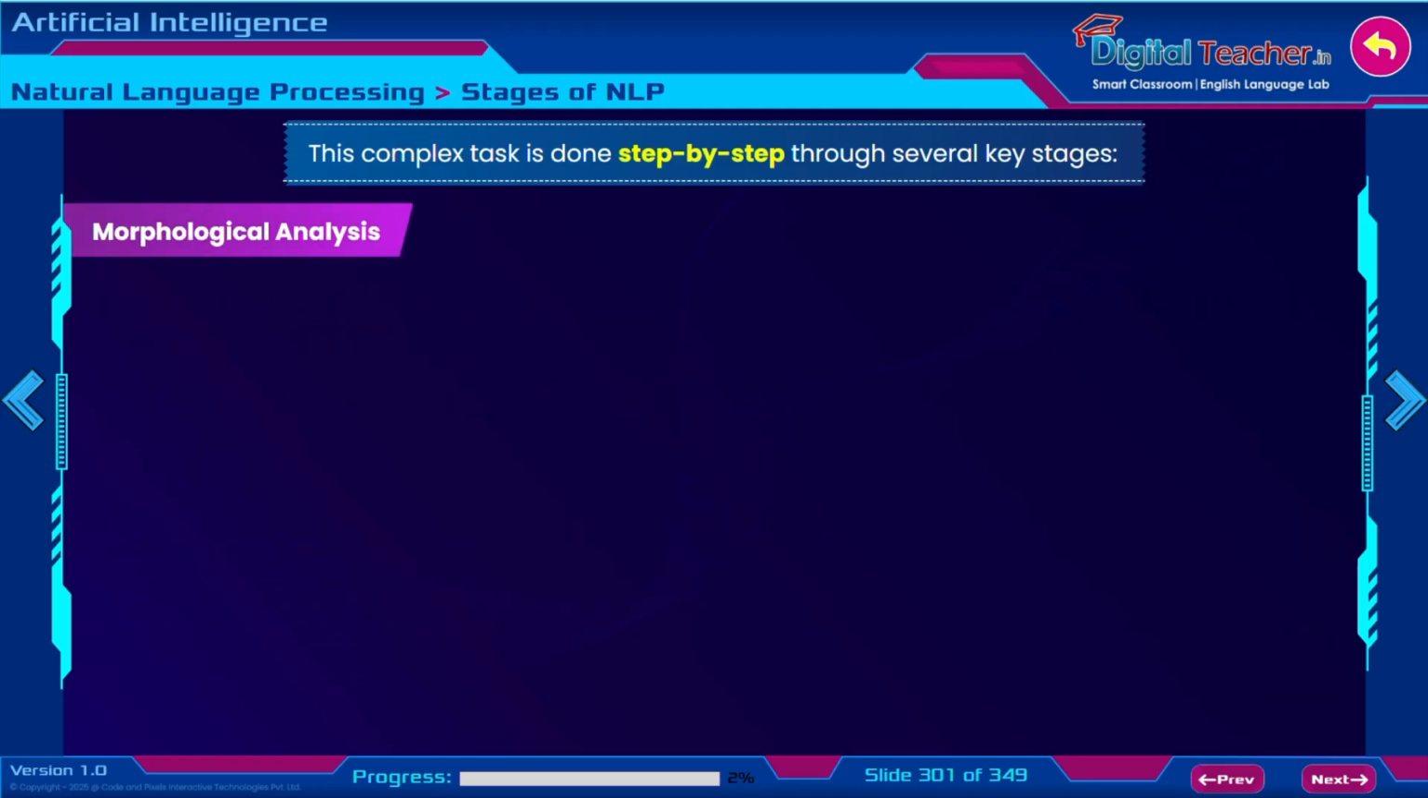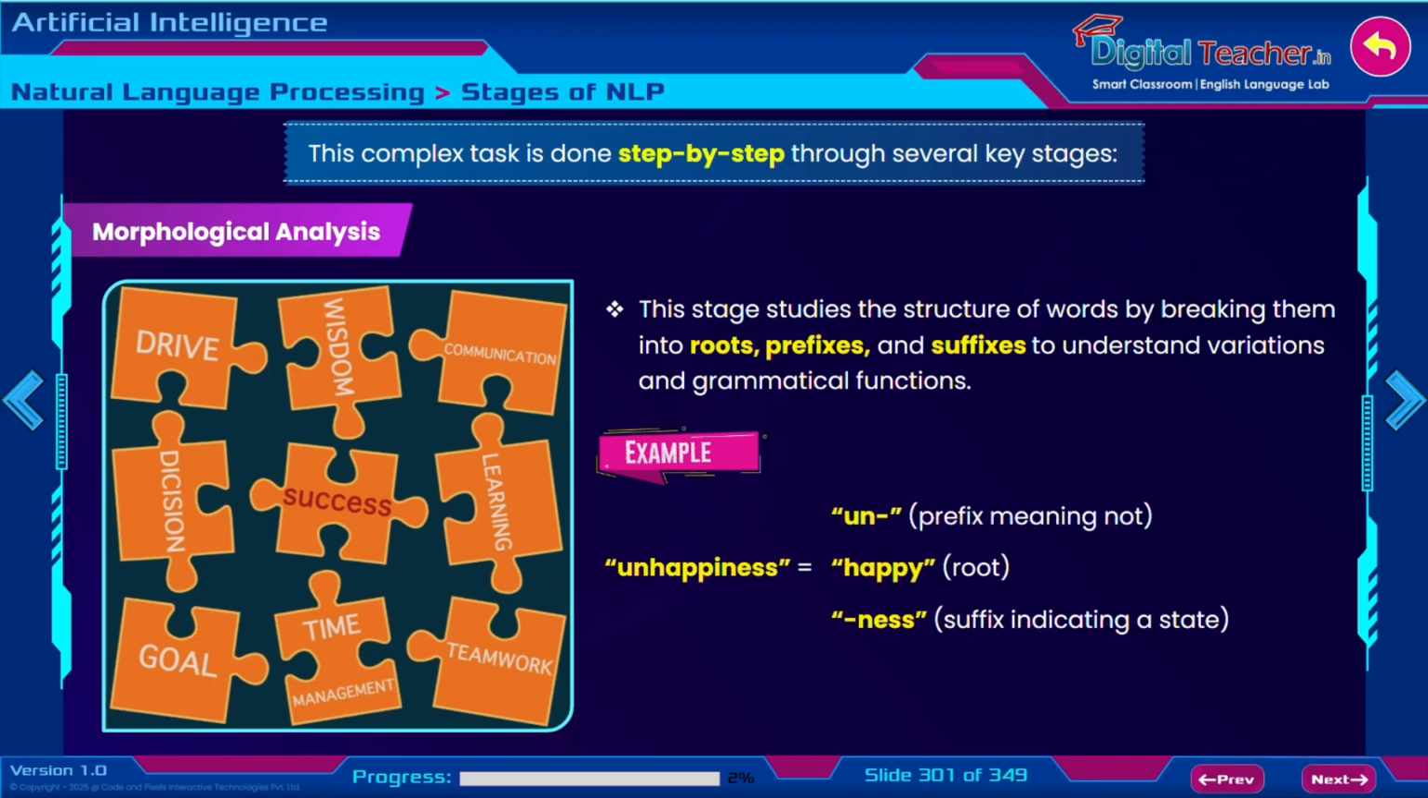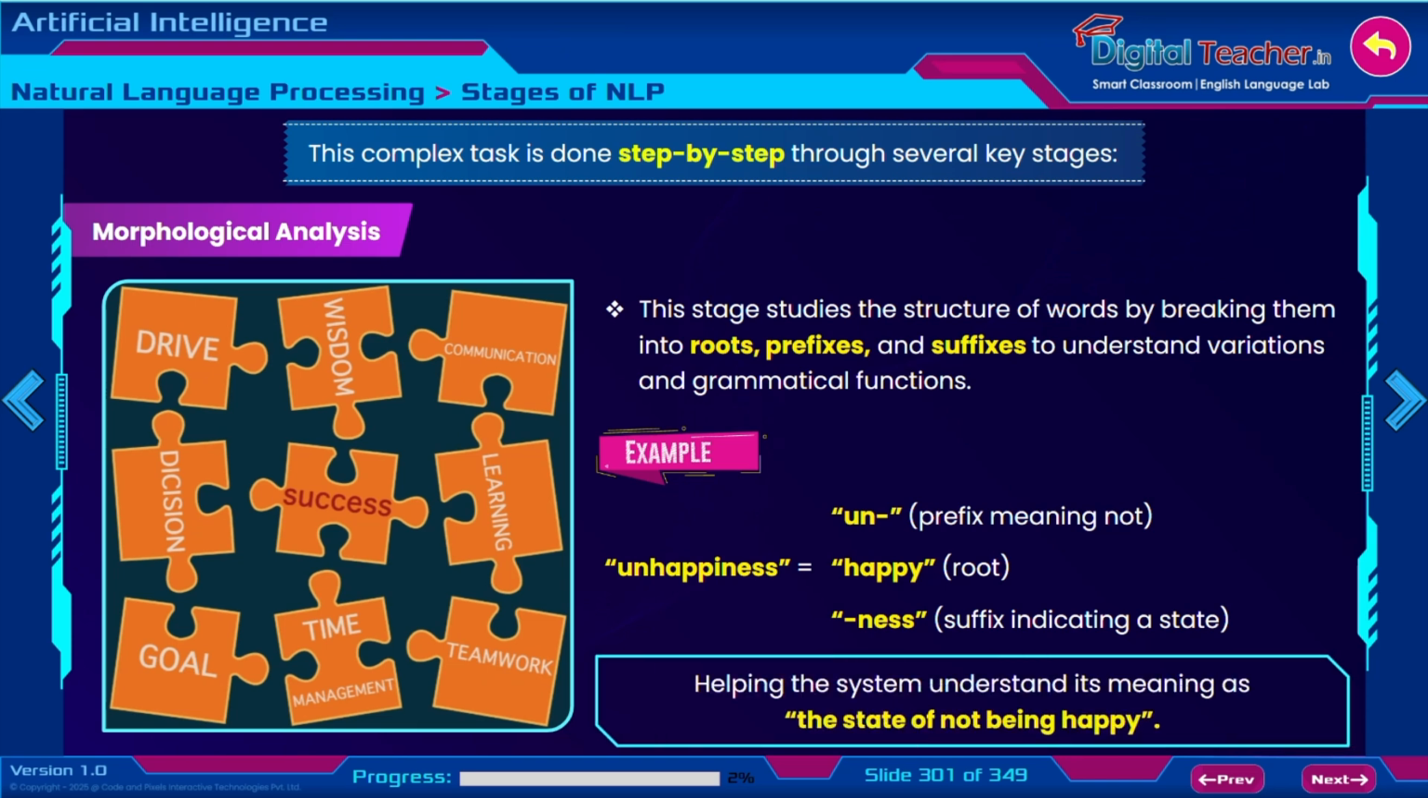Morphological analysis. This stage studies the structure of words by breaking them into roots, prefixes, and suffixes to understand variations and grammatical functions. Example: the word "unhappiness" is broken into "un," "happy," and "ness," helping the system understand its meaning as the state of not being happy.